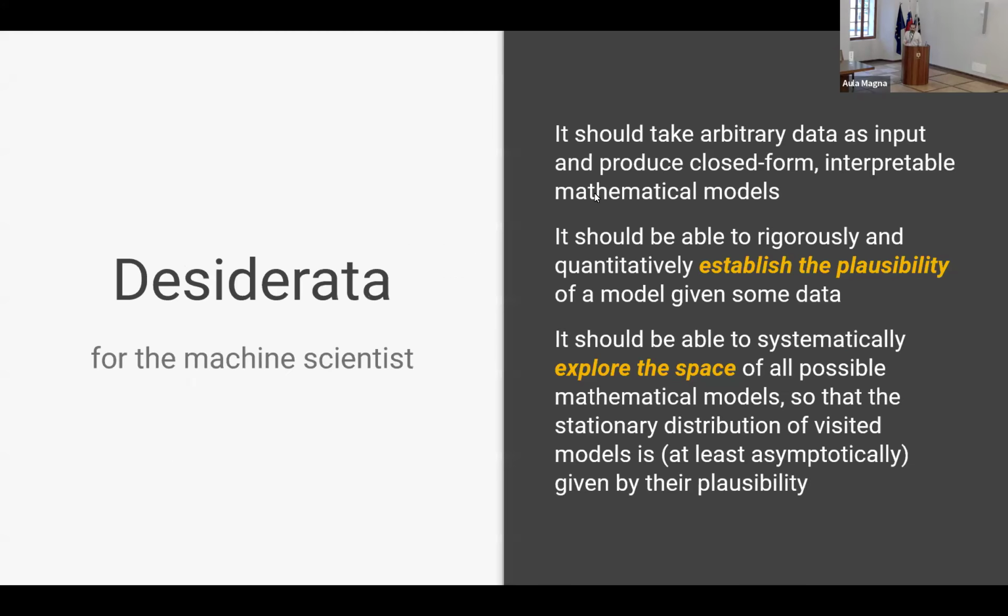Remember the conditions we've imposed. We want closed form expressions, and we want to be able to quantify the goodness of models, the plausibility of models. We've done it with this description length, with this probabilistic approach. Now, the second challenge is how do we explore the space of models? We have infinitely many mathematical expressions. How do we guide our search toward models that are meaningful for a given data set?